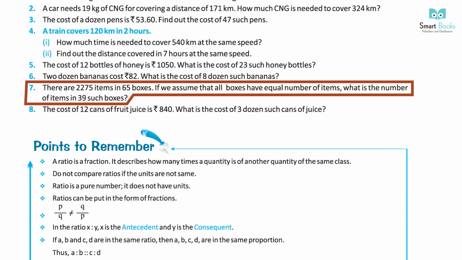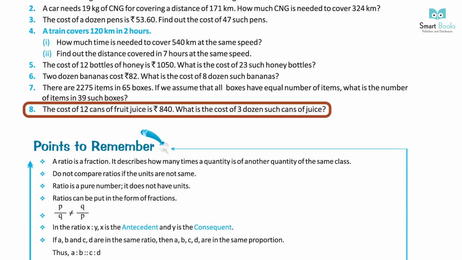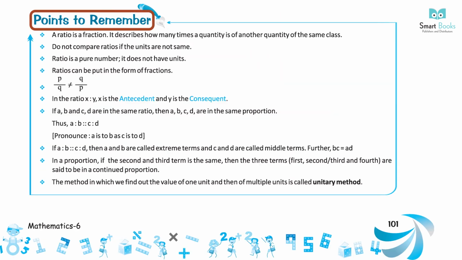Question 7. There are 2,275 items in 65 boxes. If we assume that all boxes have an equal number of items, what is the number of items in 39 such boxes? Solution. 1,365 items. Question 8. The cost of 12 cans of fruit juice is rupees 840. What is the cost of 3 dozen such cans of juice? Solution. Rupees 2520.